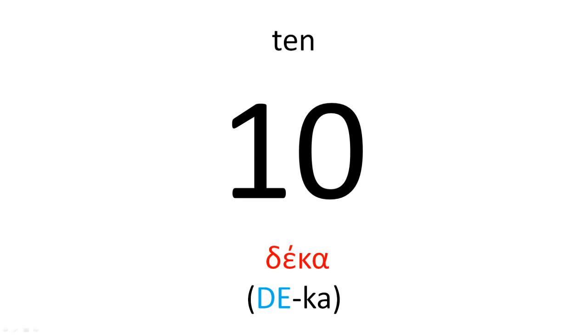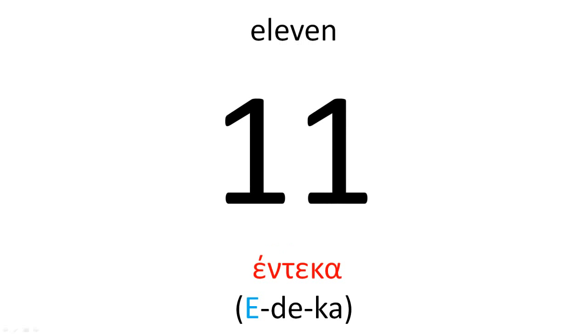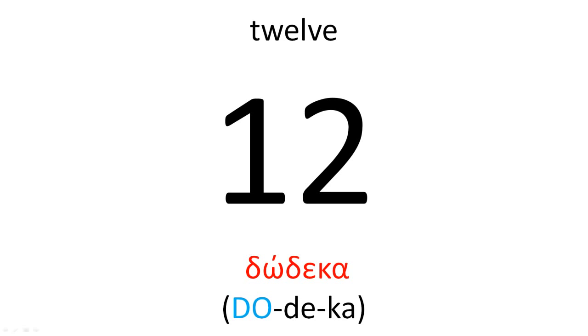Next, we have the number 10. 10 is translated as δέκα. Δέκα. Next is the number 11. 11 is translated as έντεκα. Έντεκα. Next, we have 12. 12 is translated as δώδεκα. Δώδεκα. From this point on, all the numbers are constructed as a combination of how many dozens, hundreds, or millions we have, plus the numbers from 0 to 9.